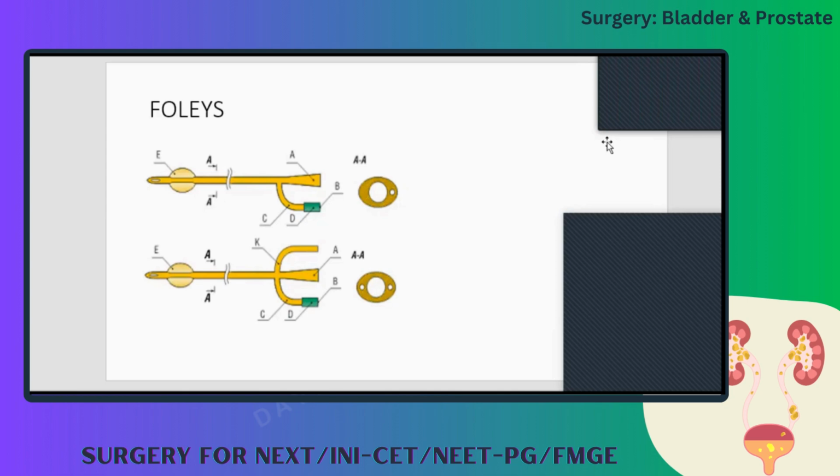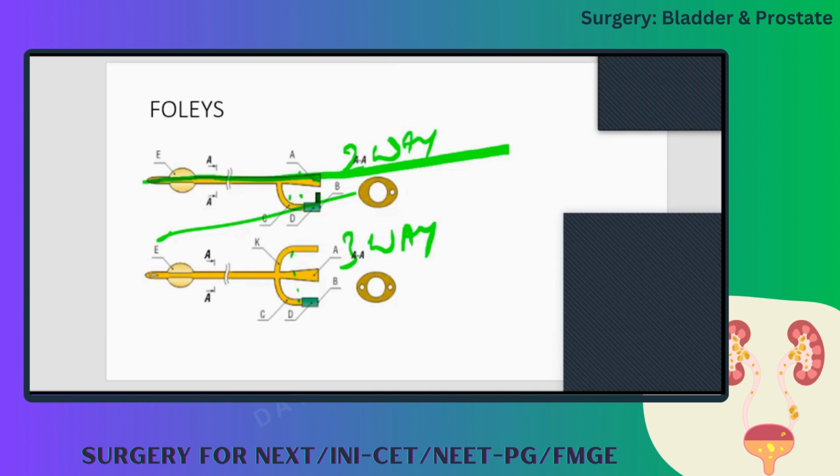Okay, so what is this? Have you seen this? Foley's catheter. What is the difference between these two? The number of openings. The first one is a two-way catheter, and this is a three-way catheter. It has two ways here and three ways here: 1, 2, 3. This is for urine. The urine comes out like this. What is this for?